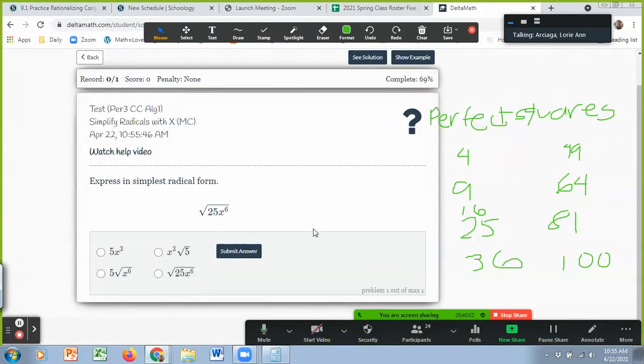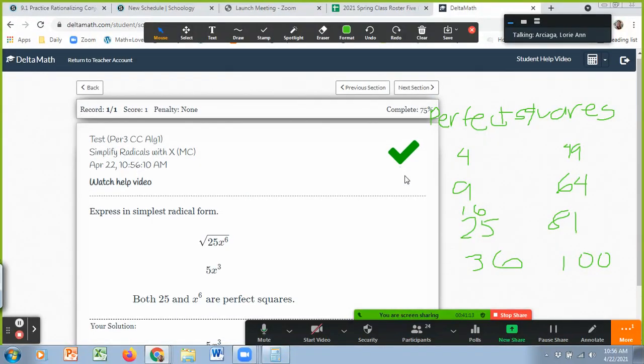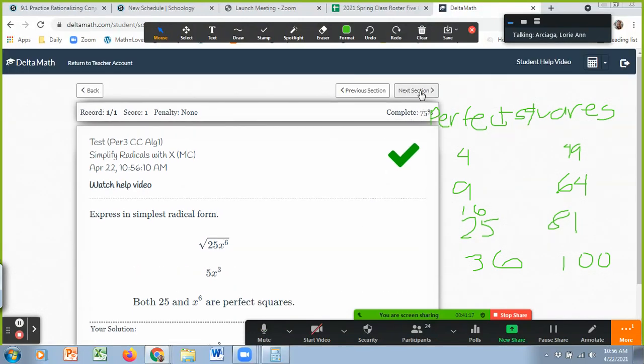That should be easy. Square root of 25. And then this is an even number. So what do you think is the final answer? What do you think is the perfect answer? 5x cubed. Good job, Luis. All right. Okay. Next section.